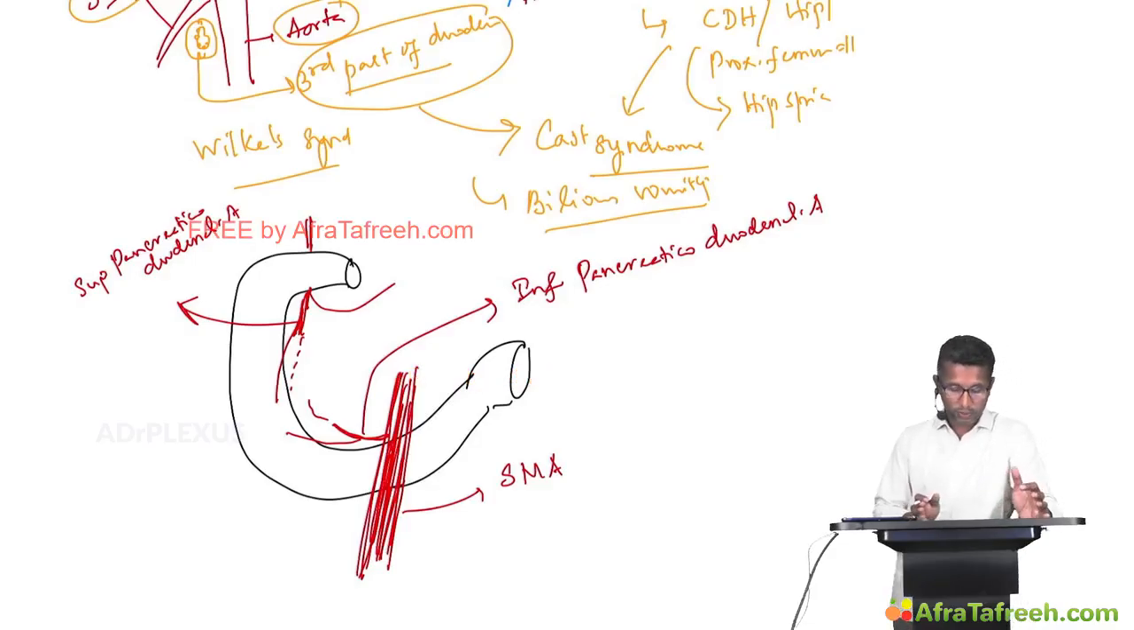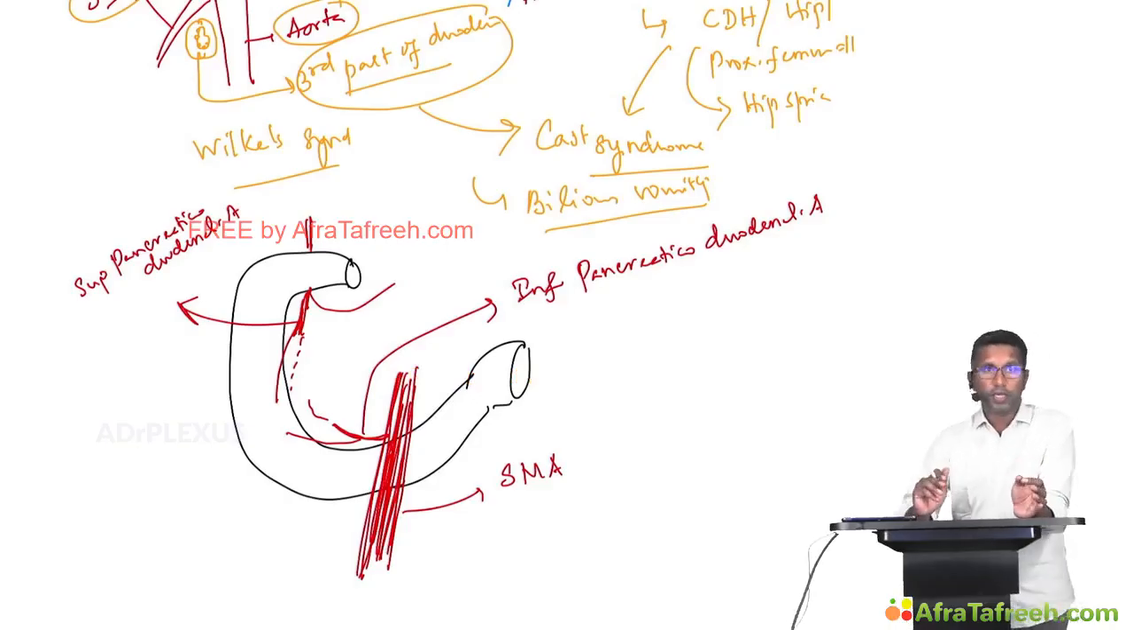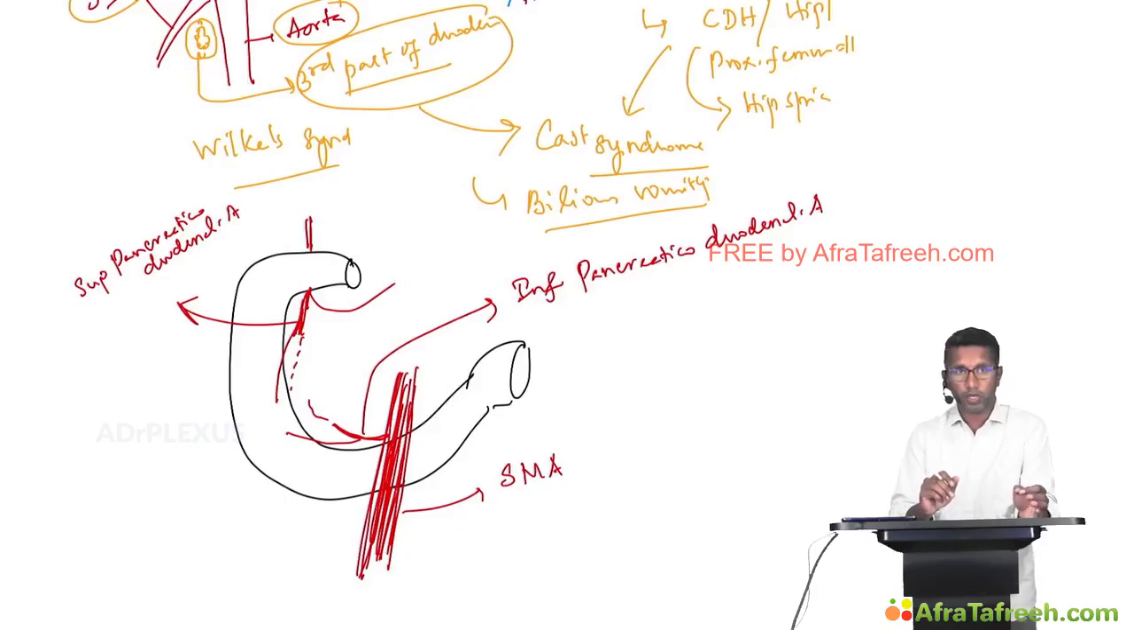So these pancreatico-duodenal arteries not only supply the duodenum, they also supply the pancreas. They also supply the head of the pancreas.